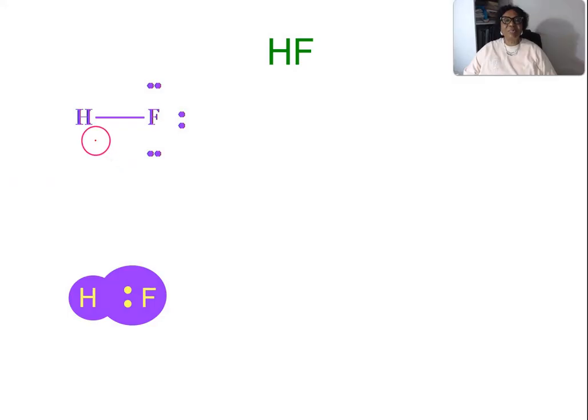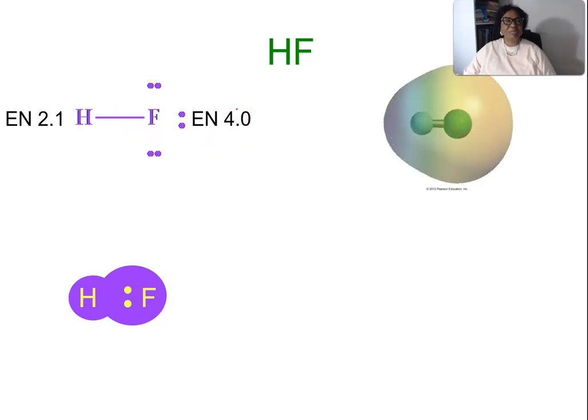So, for example, if fluorine bonds with hydrogen, fluorine is more electronegative. You can see that. The electronegativity of fluorine is 4, that of hydrogen is 2.1. So, fluorine in this bond, because of its high electronegativity, will pull more of the bonded electrons to itself, and the result is that we have a polar covalent bond that results in a polar compound.